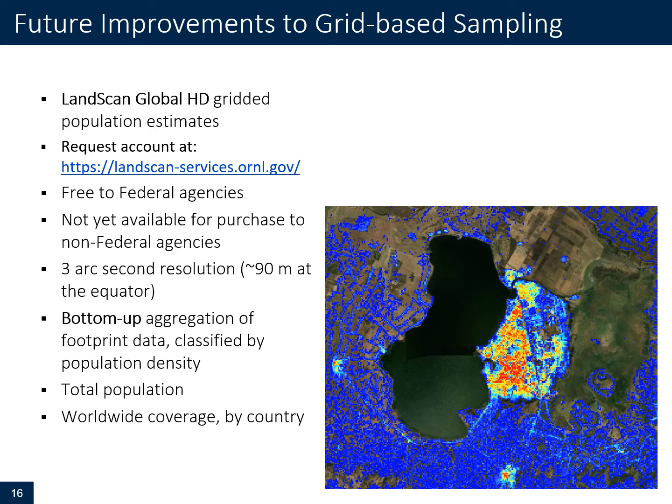Landscan Global HD is a newer data set that is available to federal agencies. This data is not currently available for purchase to non-federal agencies. Landscan HD is available at the 3 arc-second resolution. This data is bottom-up, and so does not exhibit the characteristic of many surrounding cells having the same population estimate. The dataset does appear to accurately identify residential areas and has good resolution. The data is available as total population and has worldwide coverage by country.